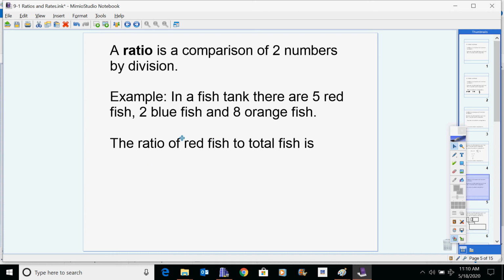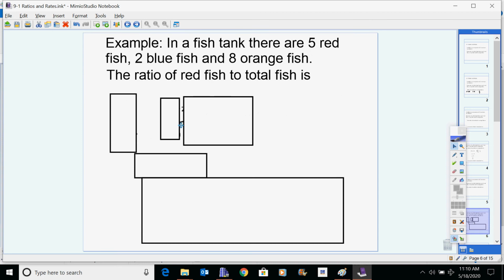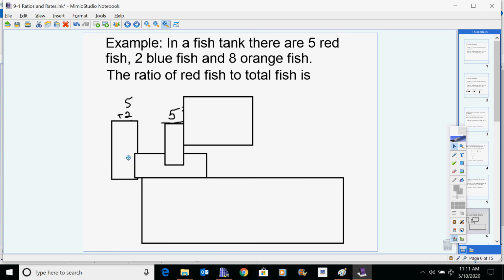You can also compare to a total. And comparing to a total is a little bit special. If I want to compare the number of red ones to all the fish in the whole tank, we have a little bit more work to do. We know there's 5 red fish, that's what we start with. But we need to also consider the total fish in the tank. You know, there's 5 reds and 2 blues. That makes 7. 7 plus 8 makes 15 fish altogether. So we have 15 fish altogether.